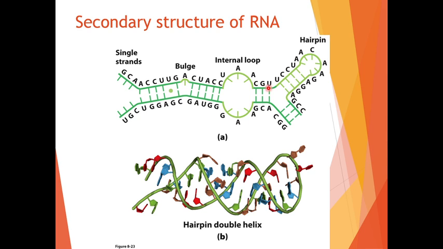Now, the paired regions as shown here in this single-stranded, double helical conformation of an RNA generally have an A form right-handed helix, and this is a hairpin double helix as shown here. This is the most common structure that you can see in an RNA.